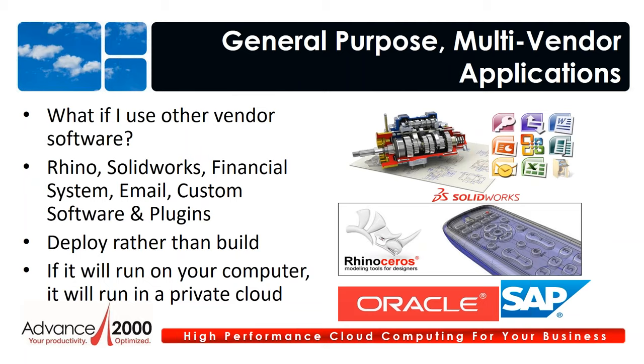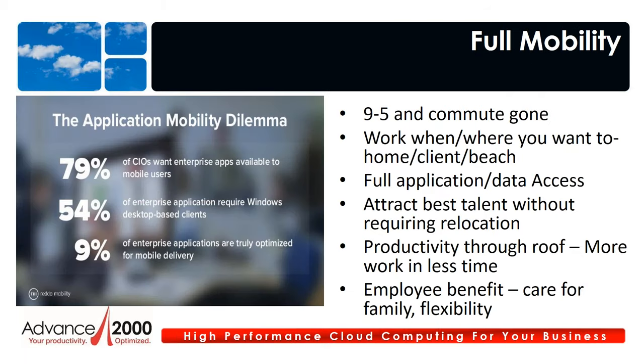This is huge. General purpose multi-vendor applications. What if I use another vendor's software? Okay, I bought into the Autodesk cloud, but now I want to run SolidWorks or Dassault. Can't do it. How about Rhino? No. I would rather just deploy these apps so that my designers can use them rather than build all this infrastructure all the time. Like I said, if it'll run on your computer, it'll run on our private cloud. I showed you one desktop that was running SolidWorks, Navisworks, CATIA, and Revit. And you can run whatever you want: Oracle, SAP, your financial systems, New Forma, whatever.